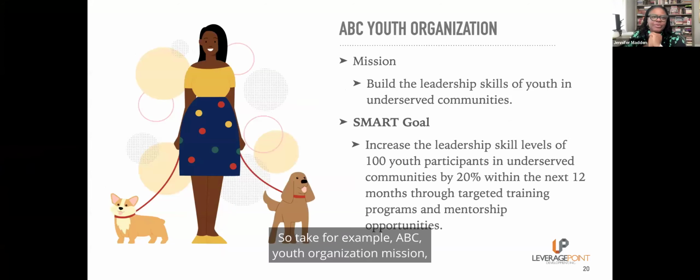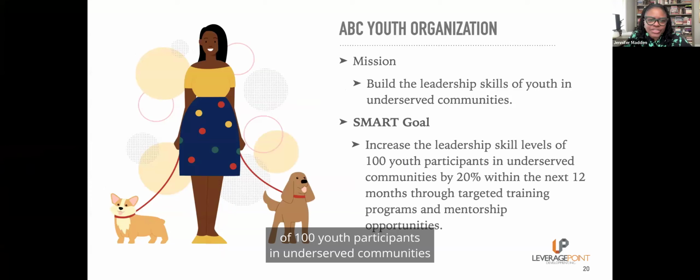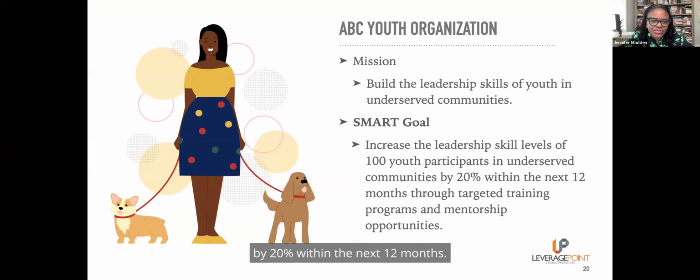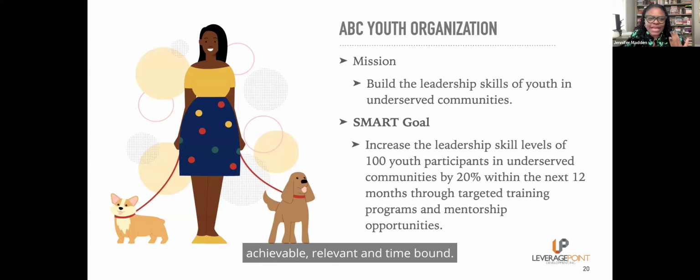So take, for example, ABC Youth Organization's mission: build leadership skills of youth in underserved communities. A goal: increase the leadership skill level of 100 youth participants in underserved communities by 20% within the next 12 months through targeted training programs and mentorship opportunities. SMART goals: specific, measurable, achievable, relevant, and time-bound.